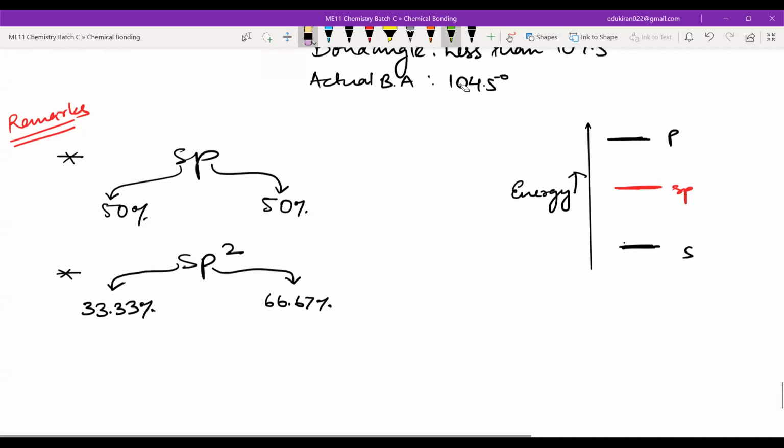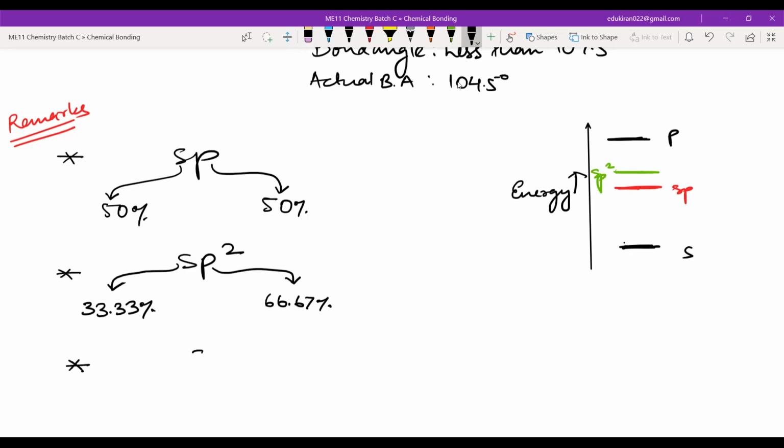Now you have sp2. It will be somewhere between p and sp, right? So let us make it here. This is 50%, so 50, and then we get nearer to 66. So we are increasing by 16 more. So not exactly in the middle, but it will be somewhere here, nearer to p. Yes or no? This is sp2.